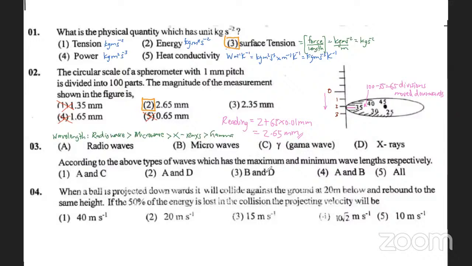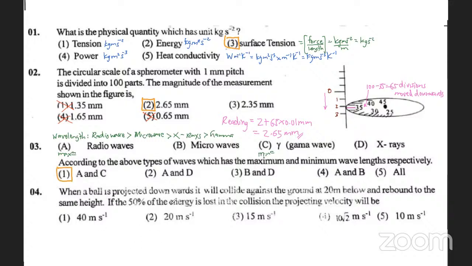So radio waves, that is A, is maximum, and gamma, that is C, is minimum. A and C is the answer. Is there an answer like that? Yeah, first one. Okay, so I'll quickly go through these questions. If there's any problem, please stop me.